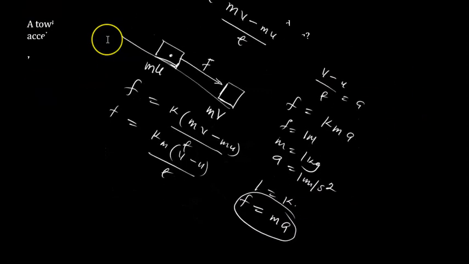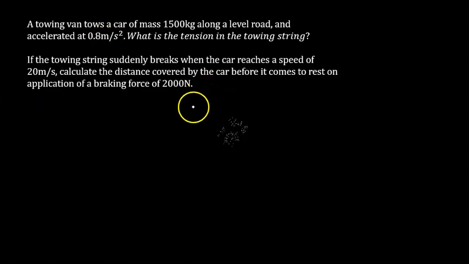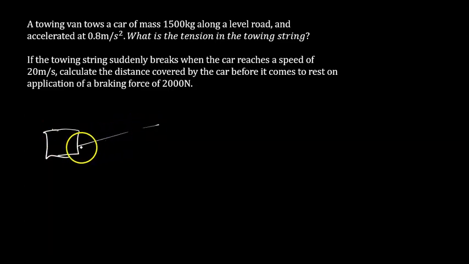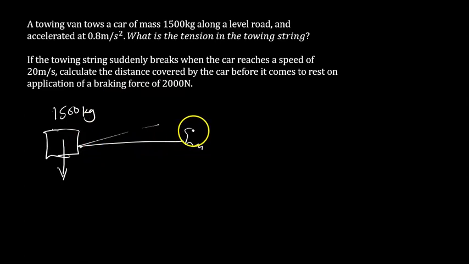Now let's see our example. A towing van tows a car of mass 1,500 kg along a level road and accelerates at 0.8 meters per second squared. What is the tension in the towing van? Now here is a vehicle, and the towing van is actually towing this vehicle, pulling this vehicle. The vehicle has a mass of 1,500 kg and is being towed by a towing van. Let's use this diagram for a towing van. And this towing van is accelerating at 0.8 meters per second squared.